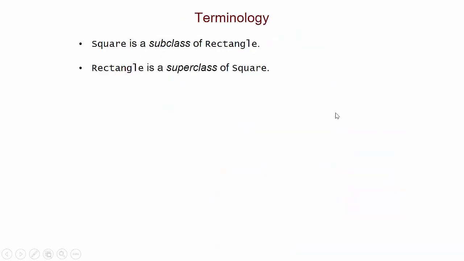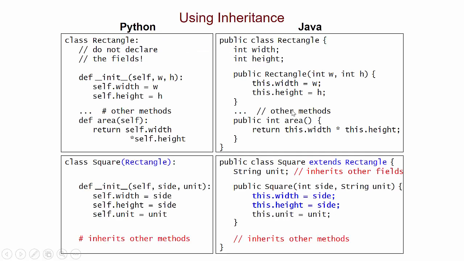The terminology for inheritance in Java is the same as it is in Python. The new class, the one that is inheriting from the other class, is referred to as the subclass. So in this case, square is a subclass of rectangle. The class that we are inheriting from is the superclass. So rectangle is a superclass of square. Now, when we look at our constructors, we can do it this way, at least for now, because our fields are not being encapsulated, and we'll talk more about what that means in a minute.